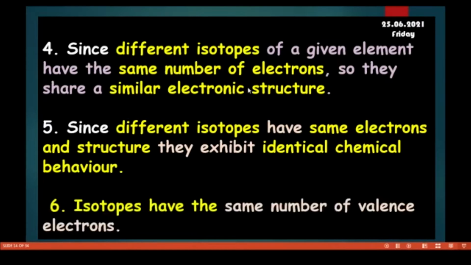Now the sixth point: isotopes have the same number of valence electrons. So what is meant by valence electron? Let me discuss. See this video.